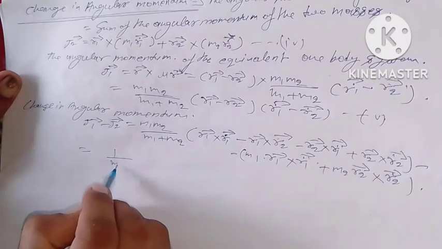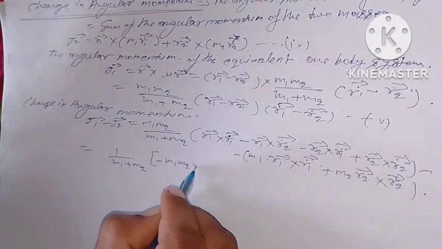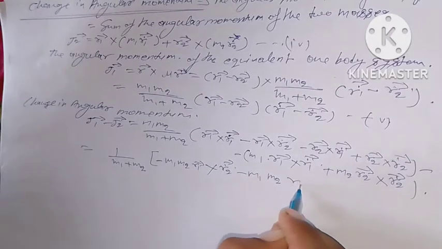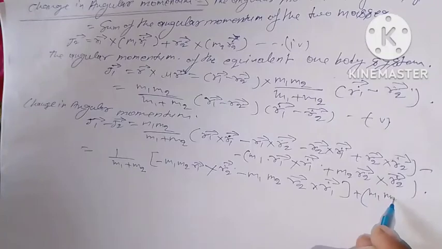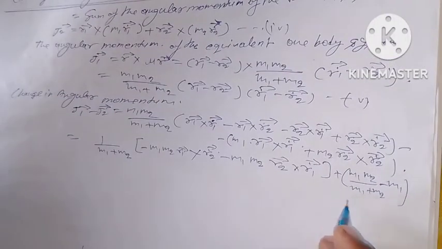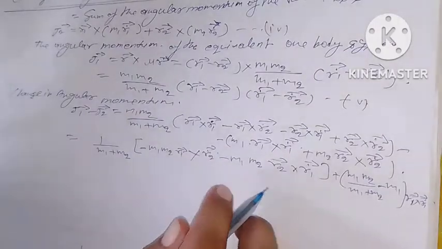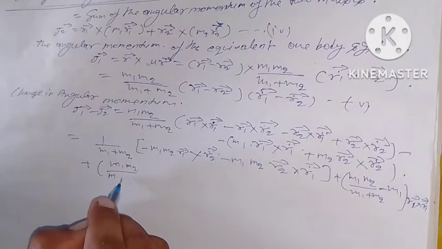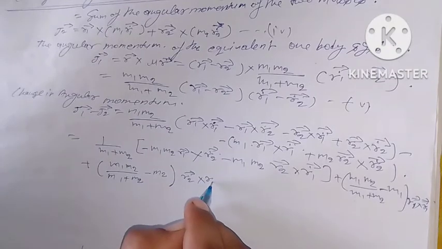Equal to 1 upon M1 plus M2 in bracket minus M1 M2 R1 vector cross derivative of R2 minus M1 M2 R2 vector cross derivative of R1 vector, bracket close, plus in bracket M1 M2 upon M1 plus M2 minus M1 into R1 vector cross derivative of R1 vector, plus M1 M2 upon M1 plus M2 minus M2 bracket close R2 vector cross derivative of R2 vector.